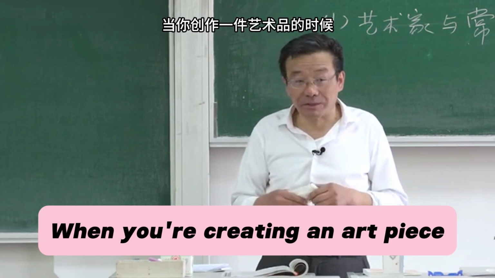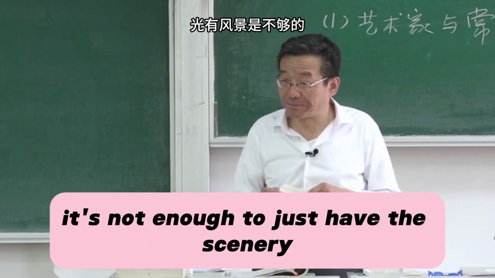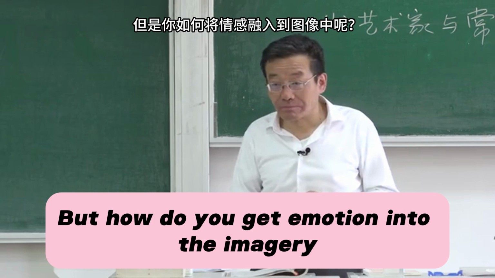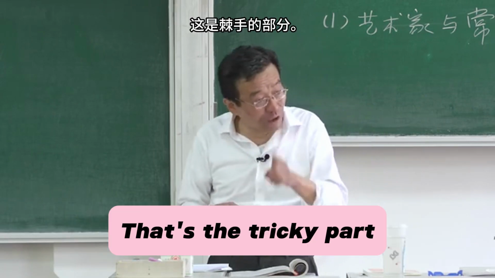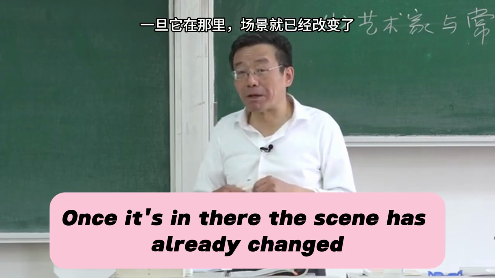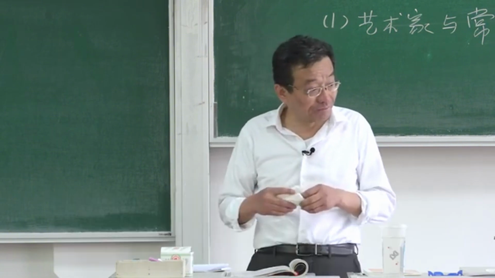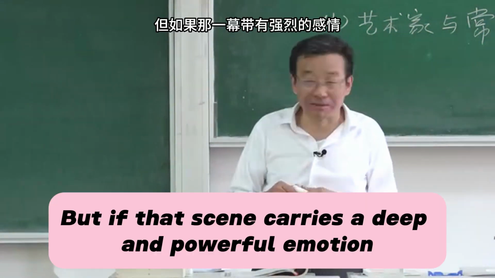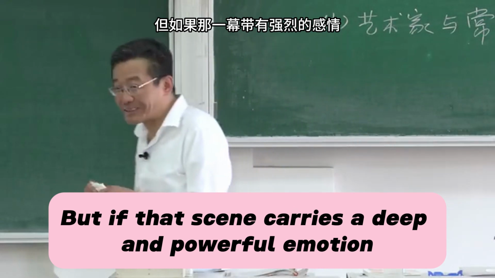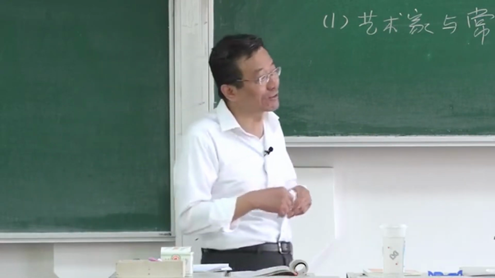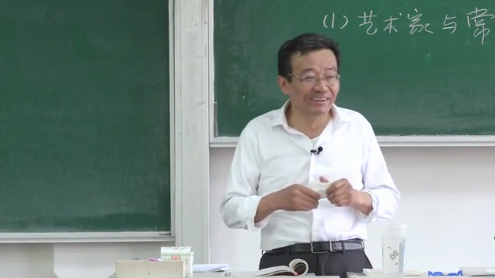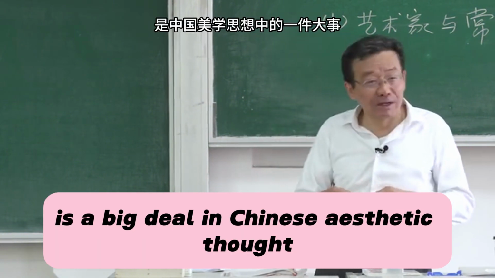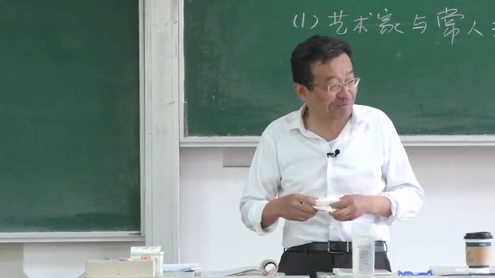When you're creating an art piece, it's not enough to just have the scenery, you need to have imagery. But how do you get emotion into the imagery? That's the tricky part. Once it's in there, the scene has already changed. Just the scenery on its own is like the external vision. But if that scene carries a deep and powerful emotion, what do we call it? Internal vision. So, the concept of transformation of the environment is a big deal in Chinese aesthetic thought.